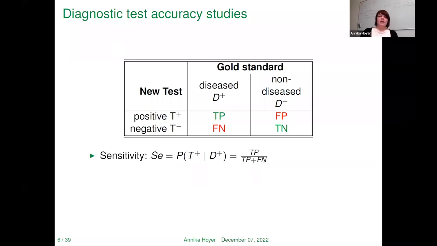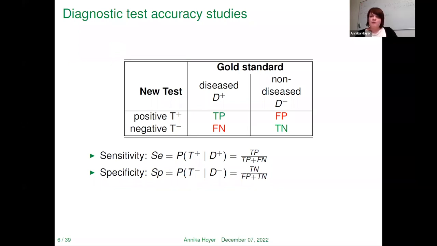And this result depicted here in the contingency table should be taken into account when we aim for evaluating the new test. And to evaluate finally our test, we have two measures that are of interest. The first one is the so-called sensitivity, which is the conditional probability that the new test is positive if someone is truly diseased. And this can be simply calculated from the contingency table. The second probability of interest is the specificity, meaning the conditional probability that the new test is negative in case someone is non-diseased. And also the specificity can be calculated simply from the contingency table.